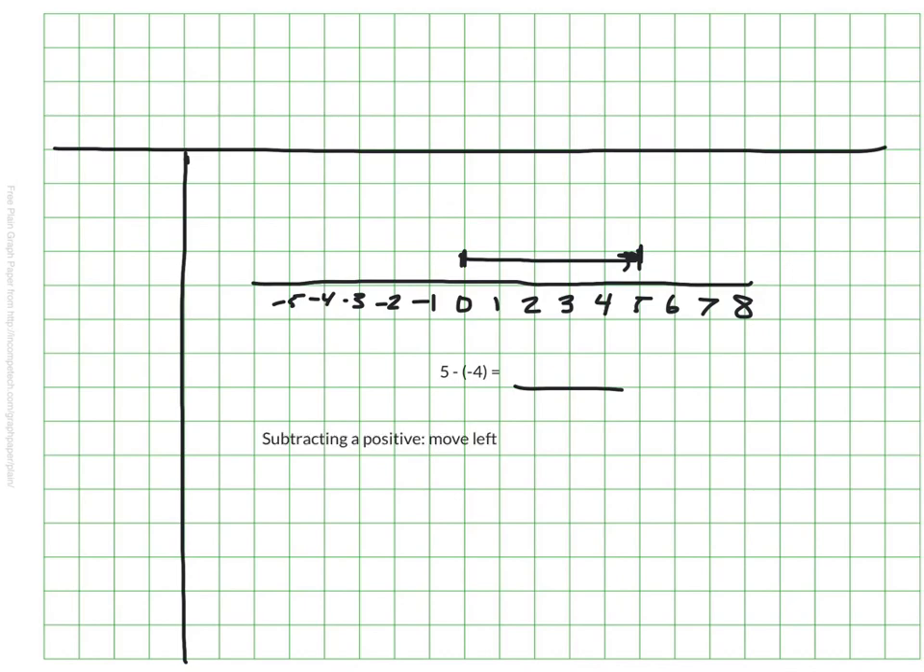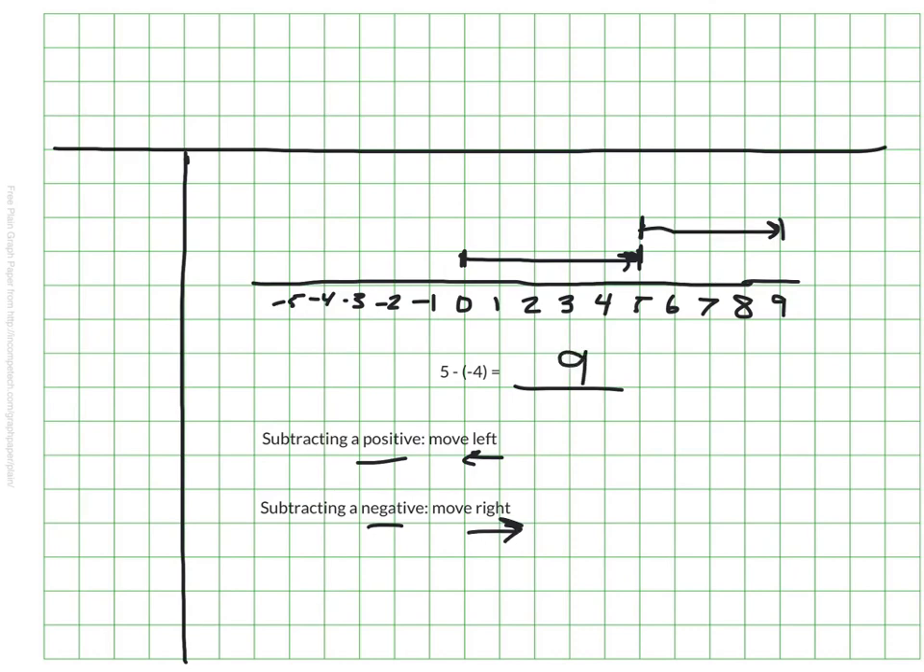And before I decide what to do, I want to remind us that when we were subtracting a positive, we moved left along the number line. So that means if I want to subtract a negative, if I want to subtract the opposite, I need to go in the opposite direction. Which means that if I want to subtract a negative, I'm actually going to move to the right. So I'm at my 5, and I want to subtract a negative 4. That means I'm going to move to the right 4. 1, 2, 3, 4. And actually, it looks like I need to extend my number line a minute here. There we go. So my answer is a positive 9.